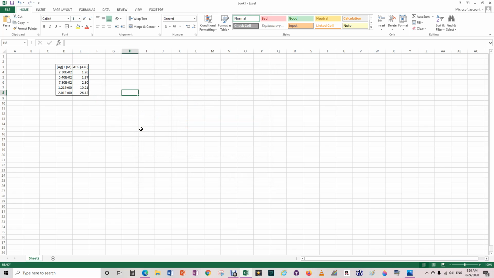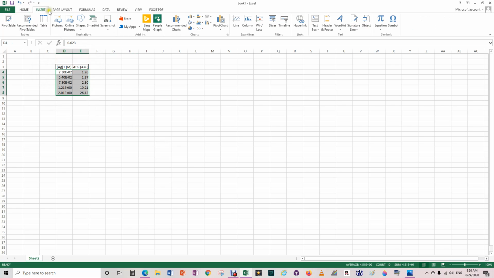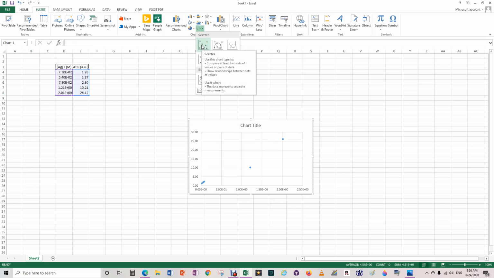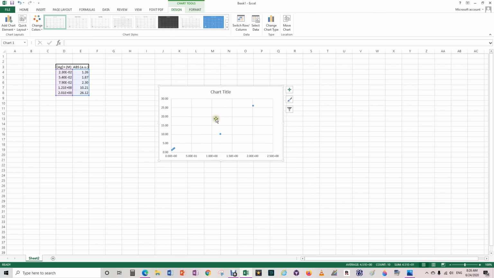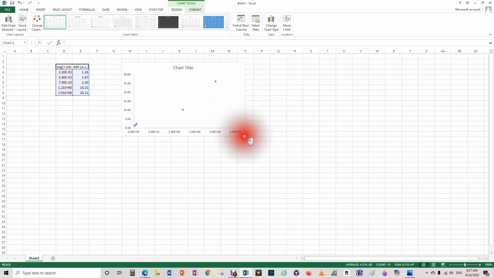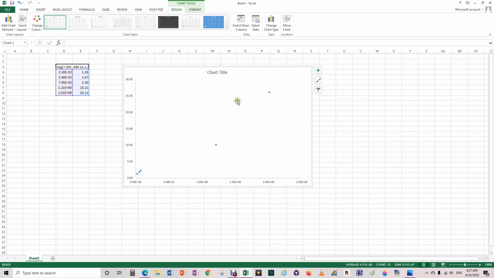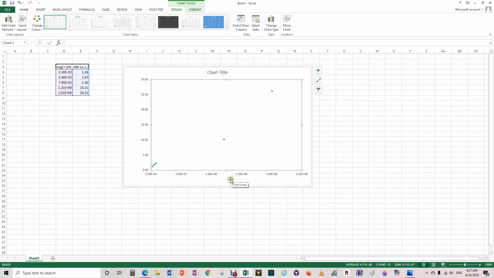Now let's plot. The easiest plot will be like this. Just highlight them, insert. Usually we use the scatter. Here we go, and that's your plot. You can clean up by deleting these things and make it a little bit bigger. And here we go. Alright, so that's your plot.